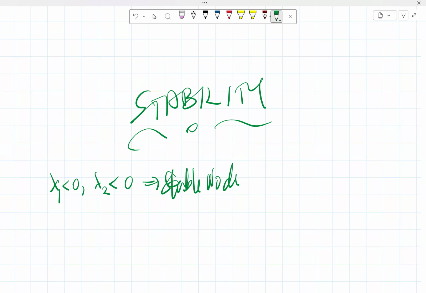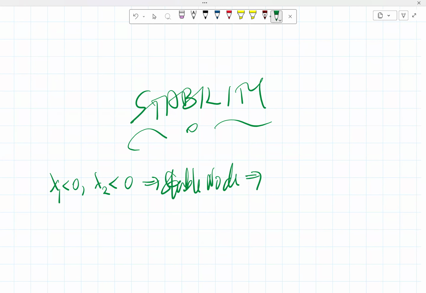So talking about stability, I'll just do straightforward stuff. You have lambda 1 less than 0 and lambda 2 also less than 0. That means we have a stable node. And that implies that we have stability. So that means that you have a point and it's more like a sink. Everything converges to that point. So that's what that is about.